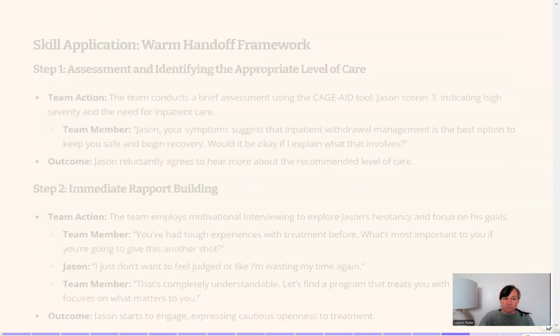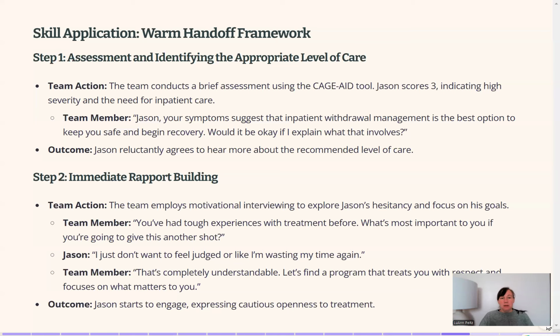All right, so how would we do this? We're going to use the warm handoff framework. First we would do an assessment and identify the appropriate level of care. The team conducts a brief assessment using the CAGE-AID tool. Jason scores a 3, indicating high severity and the need for inpatient care. The team member might say, "Jason, your symptoms suggest that inpatient withdrawal management is the best option to keep you safe and begin recovery. Would it be okay if I explain what that involves?"